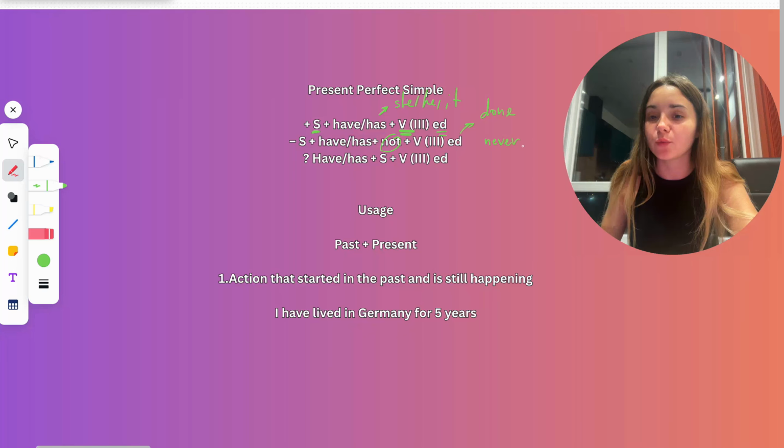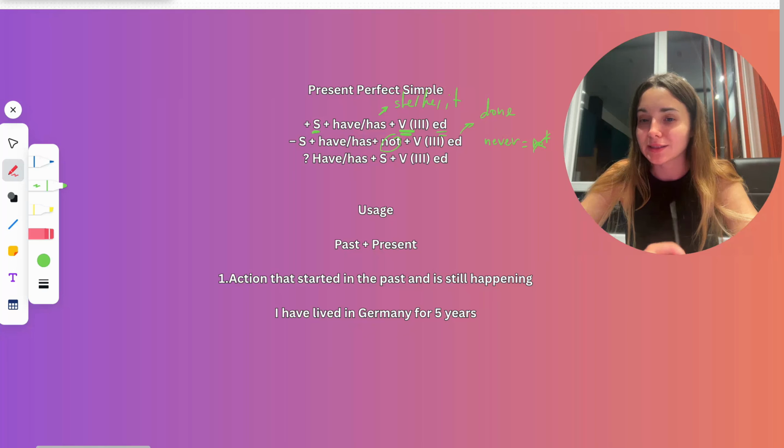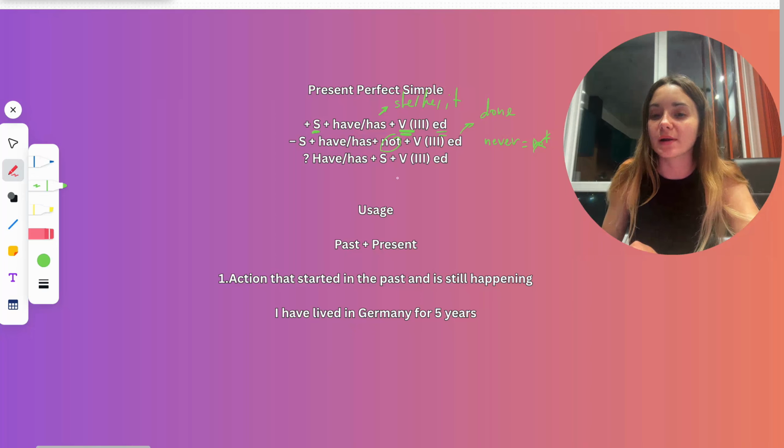Just remember, if we use never, it means that we cannot use not anymore. We cannot say, I haven't never eaten that. We have to say, I have never eaten that, or I haven't eaten that. But we don't combine them. It has to be either not or never.